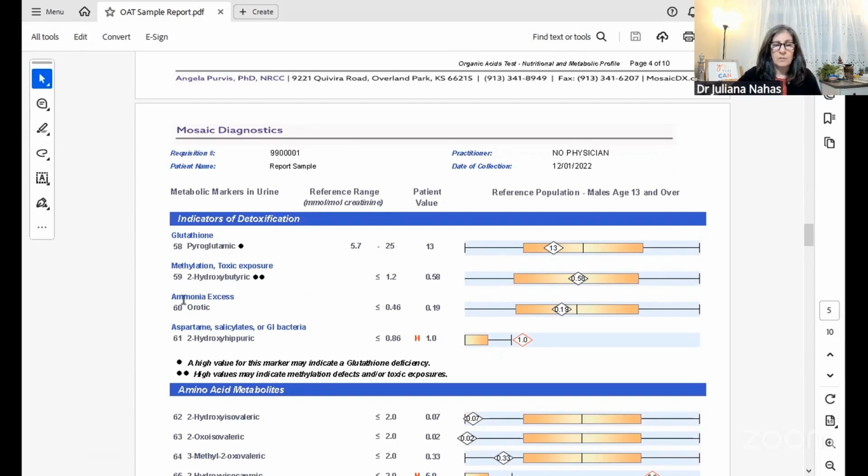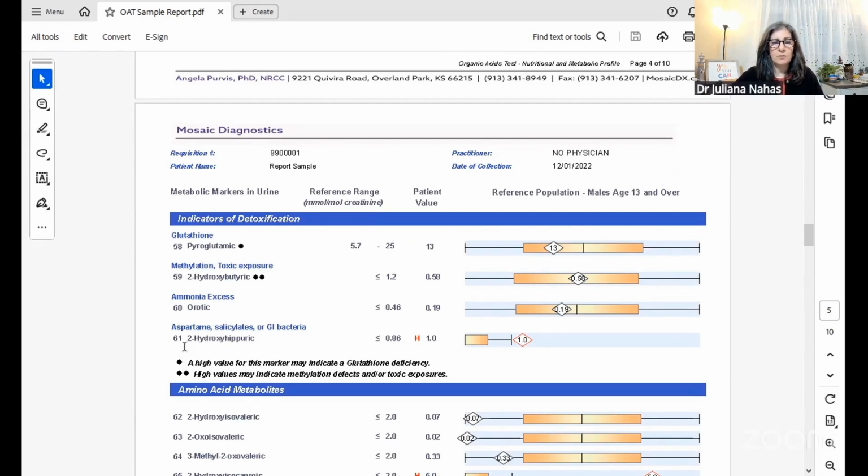Ammonia is an important marker because it's like a side circle to the Krebs cycle. It's a little bit of an offshoot. And if you have a lot of ammonia, you're going to intoxicate the liver and the brain. So we want to make sure that there's not excess ammonia floating around our system, because that's highly toxic to both the brain and the liver.